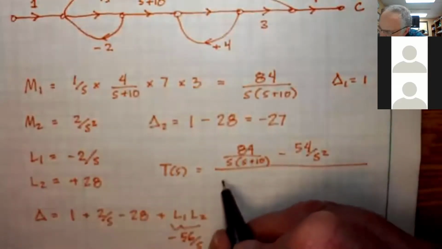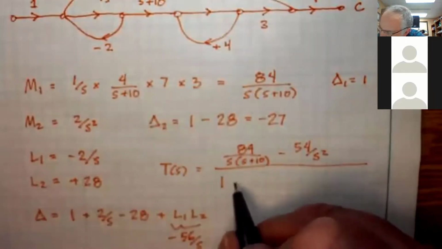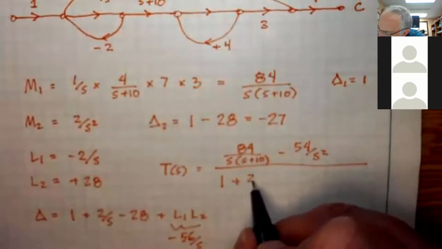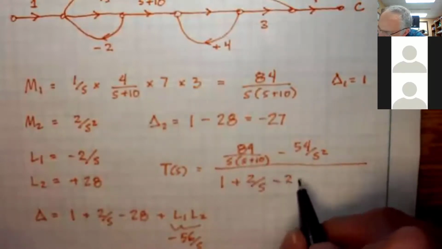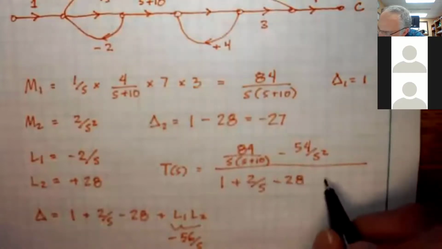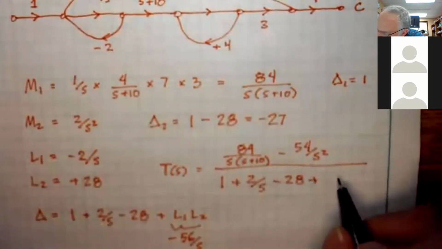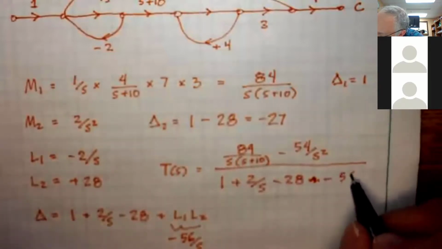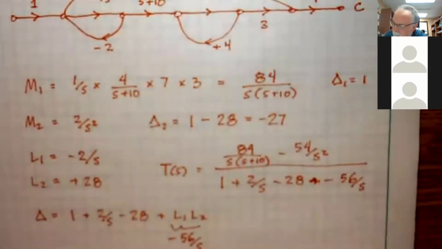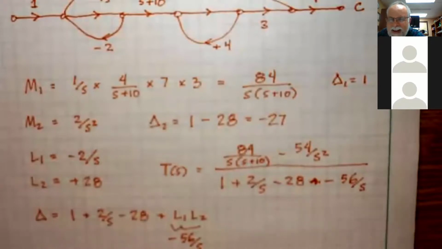And then my delta on the bottom is just 1 plus 2 over S minus 28, plus, oh, excuse me, minus 56 over S. Does that look good? Yeah, okay.